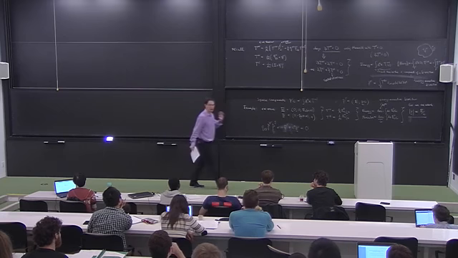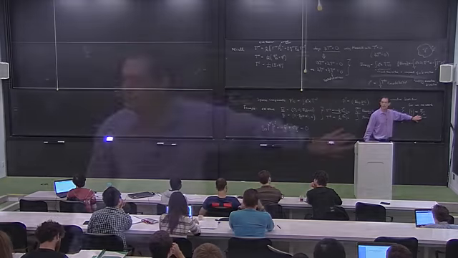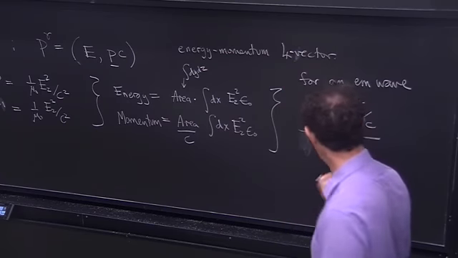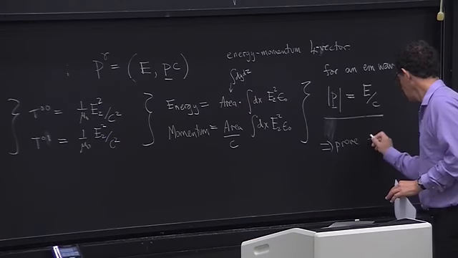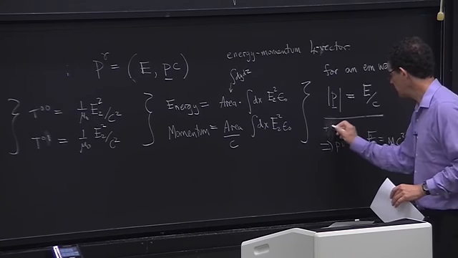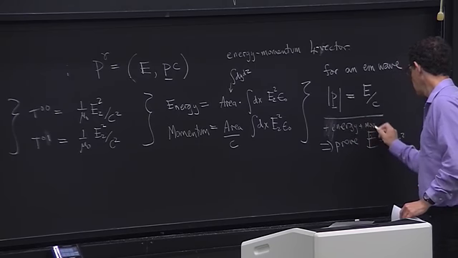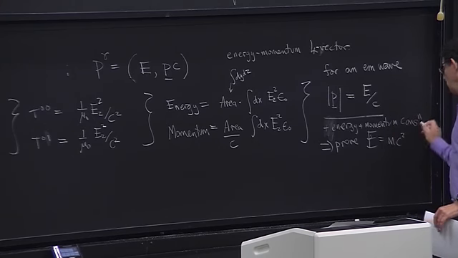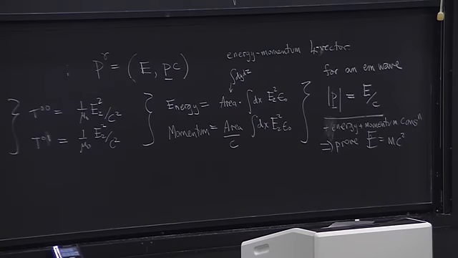Now, what you'll do in one of the exercises in the tutorials is to just use this fact to prove, with energy and momentum conservation, E equals mc squared. So this plus energy and momentum conservation is enough to prove E equals mc squared. So kind of all the ingredients were really there.